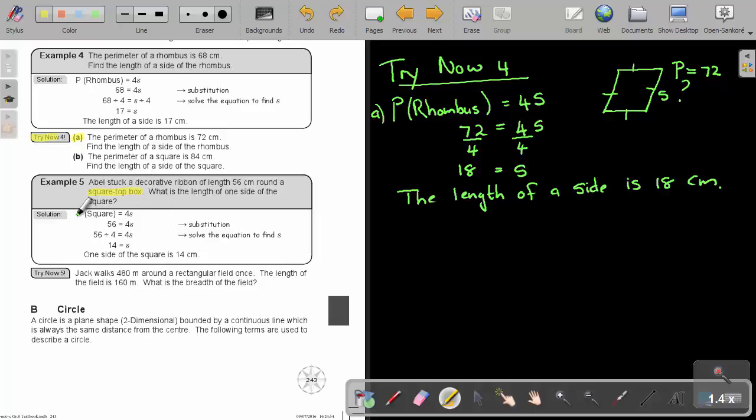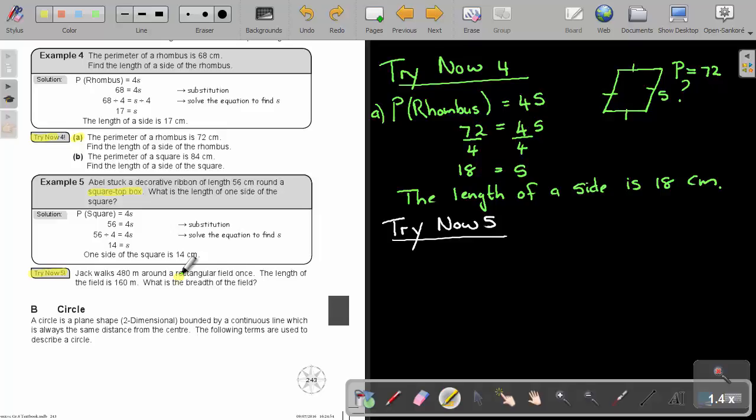So it's a square. So it's the perimeter of a square. And then just do your substitution. And then one side of the square is this. I want you to do Try now 5. Okay. You can stop the video, and as soon as you are finished, you can continue with the video. Try now 5.